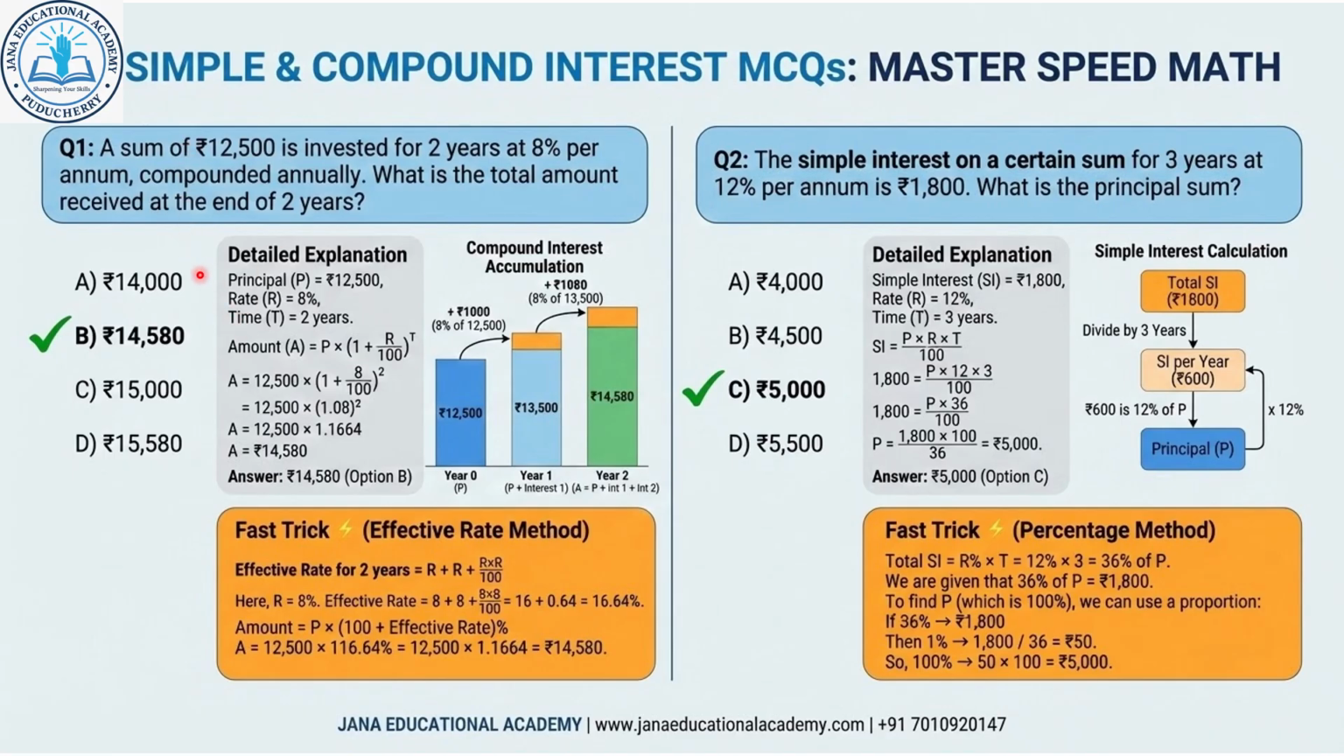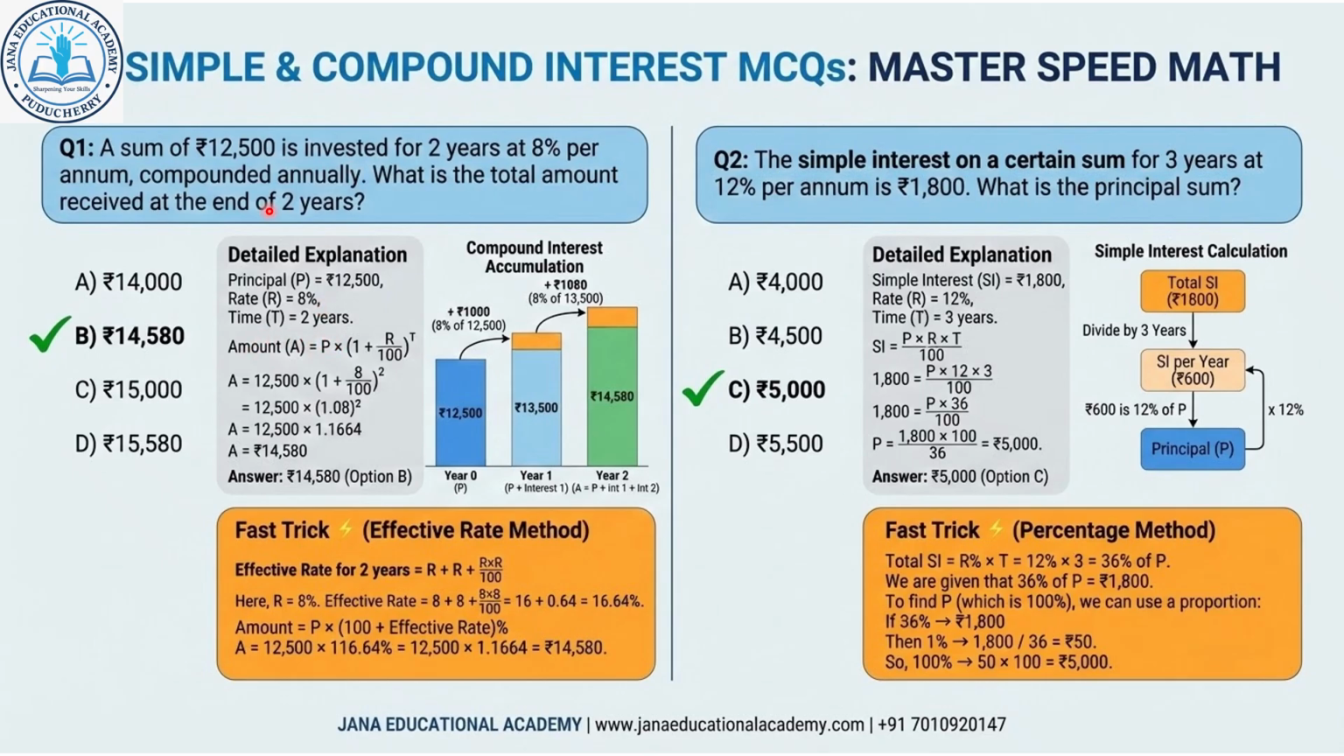Okay, next come to the simple interest and compound interest problem. Now see, a sum of 12,500 is invested for 2 years at 8% per annum compounded annually. So it is a compound interest problem. What is the total amount received at the end of 2 years? Right? So the principal P is 12,500, the rate of interest is 8%, the time is 2 years.